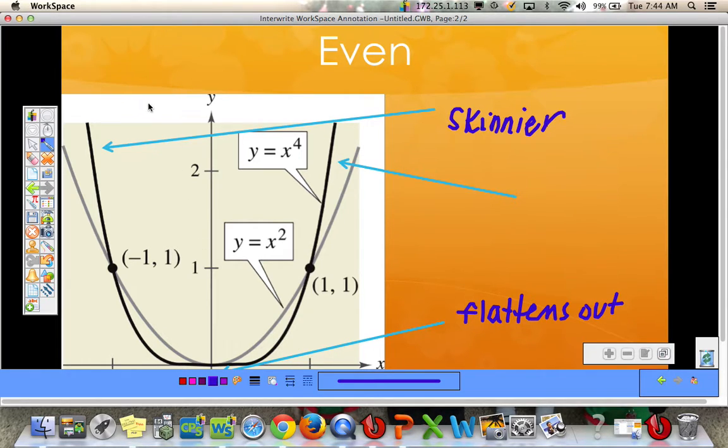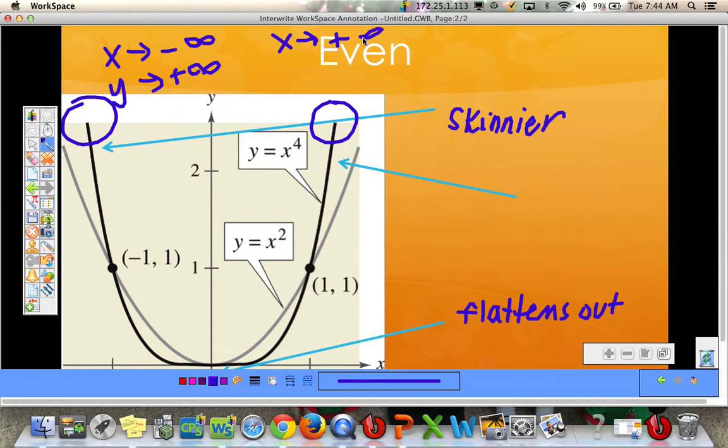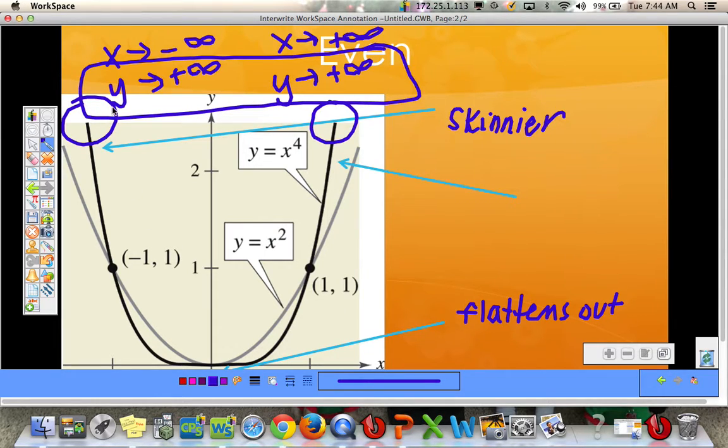And we'll look at something called end behavior. As x approaches negative infinity, so all this means is x goes to the left, then what is happening to the end behavior? The y value approaches positive infinity, and as x approaches positive infinity, as you're going to the right, y approaches positive infinity. So the end behavior in even functions is the same. You're going up in each direction for an even function.